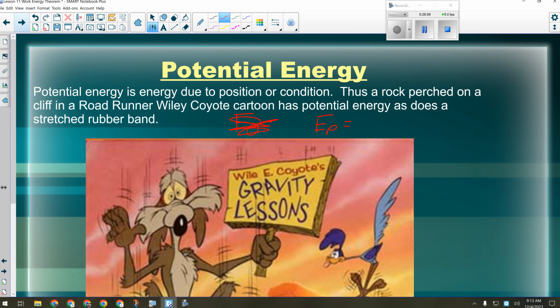All right, so potential energy, gravitational potential energy, is dependent on three things. What do you suppose those three things might be?